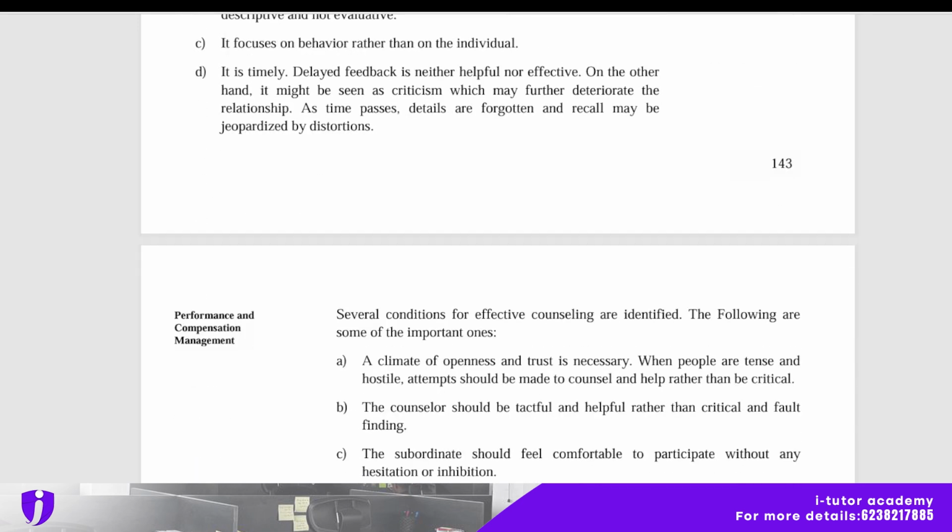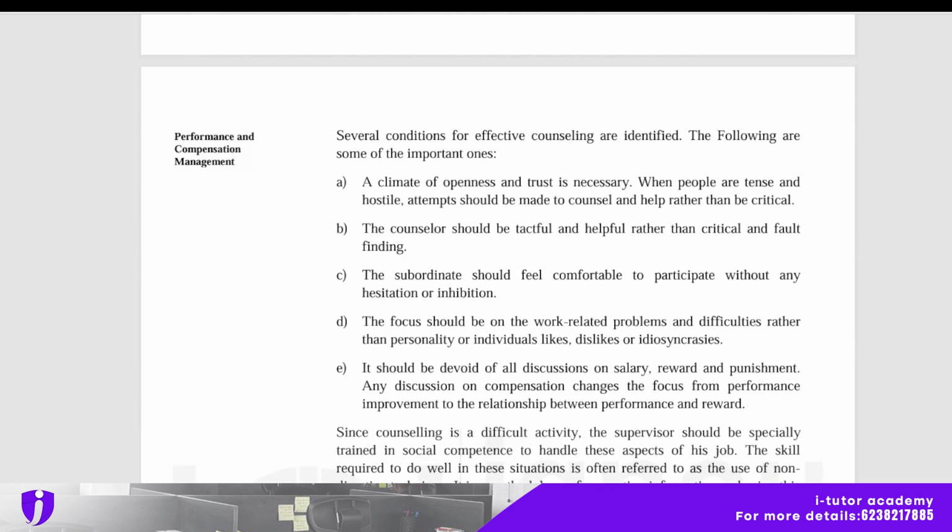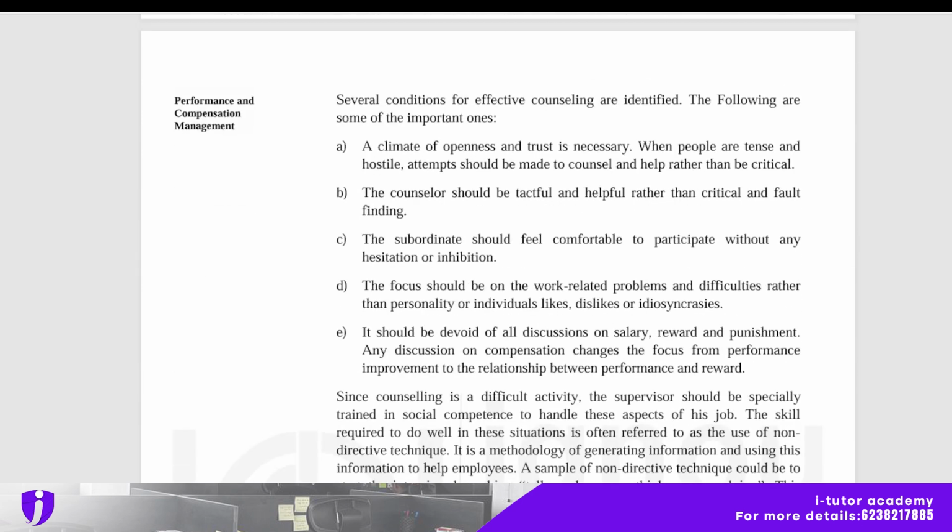And several conditions for effective counseling are identified. The following are some of the important ones. A climate of openness and trust is necessary. When people are tense and hostile, attempt should be made to counsel and help rather than be critical, and the counselor should be tactful and helpful rather than critical and fault finding. And the subordinate should feel comfortable to participate without any hesitation or inhibition.